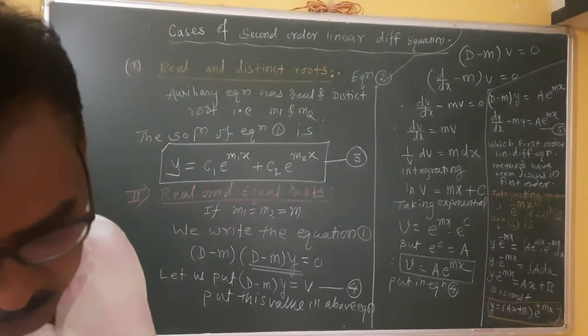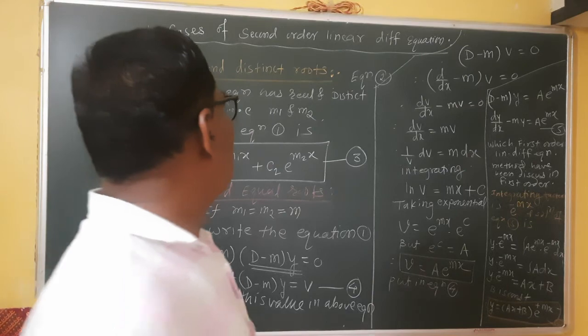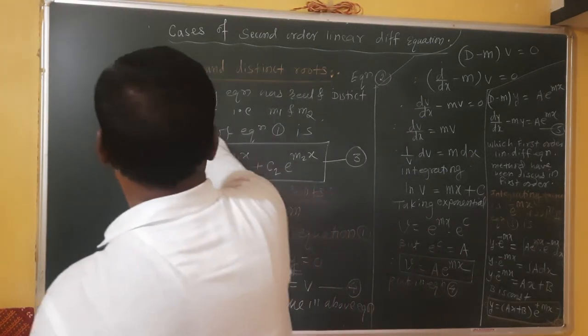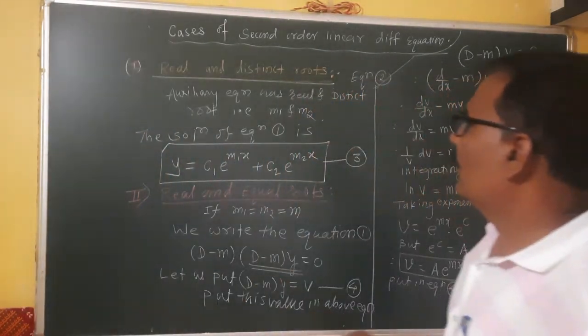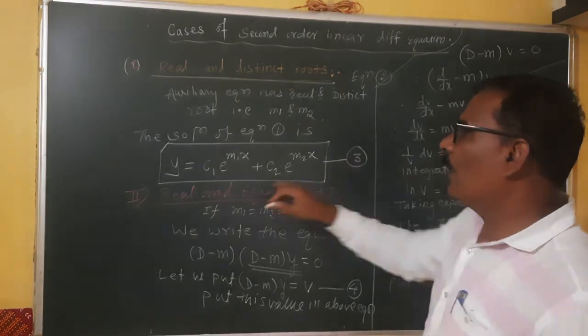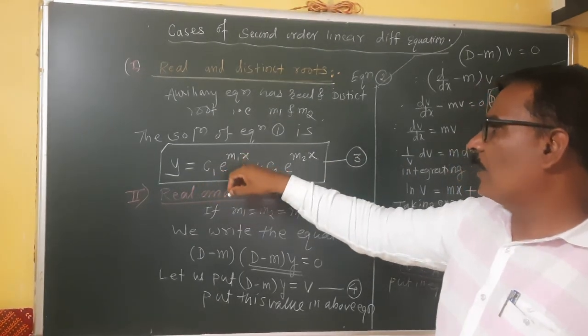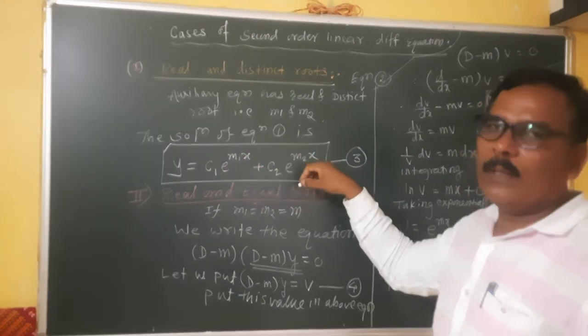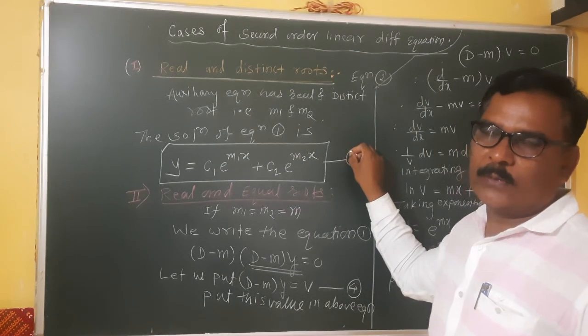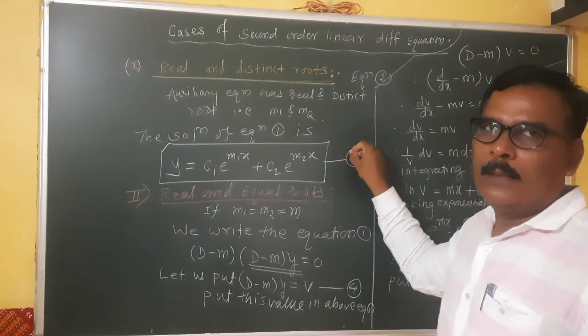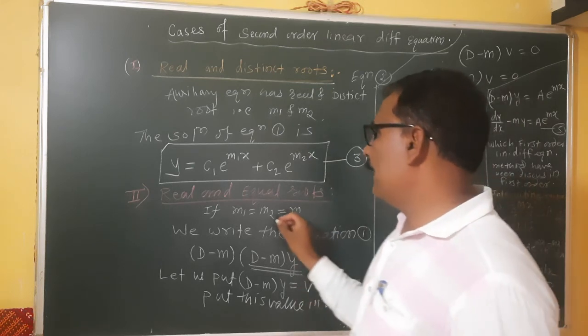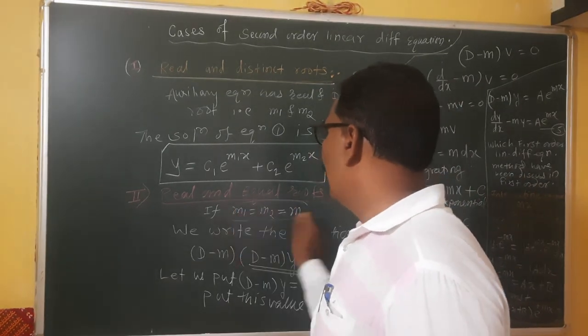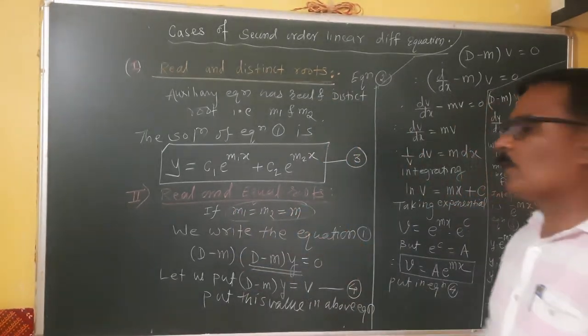See, two cases are very important here. The first one is what? Real and distinct. The solution is of the type y is equal to c1 e raised to m1x plus c2 e raised to m2x. This is the first solution when the roots are unequal. If the two roots are equal, at that time we have to consider the case m1 is equal to m2 is equal to m.